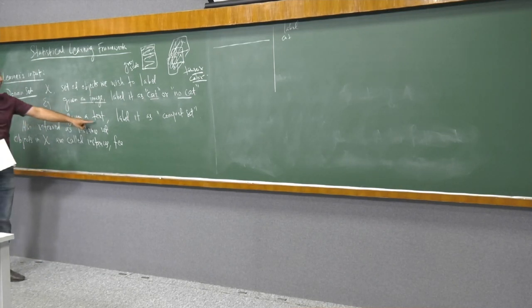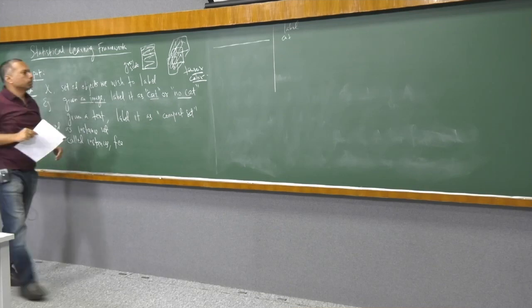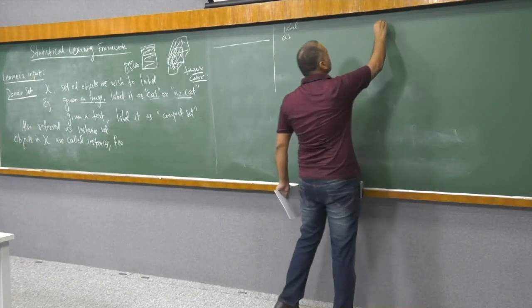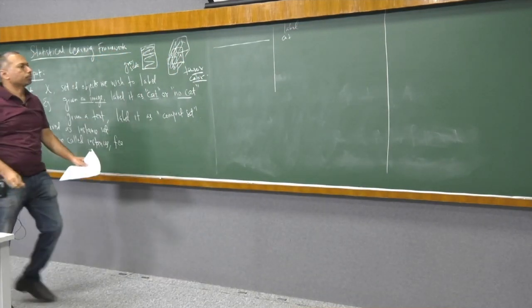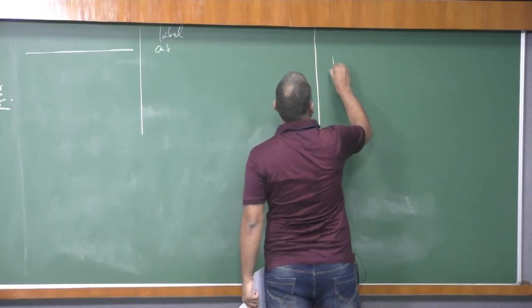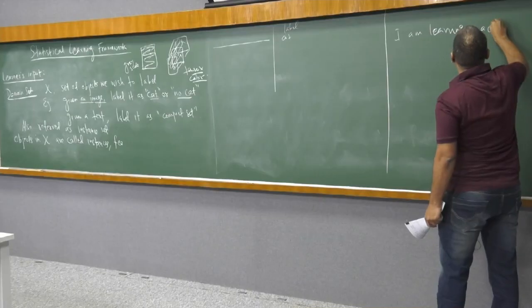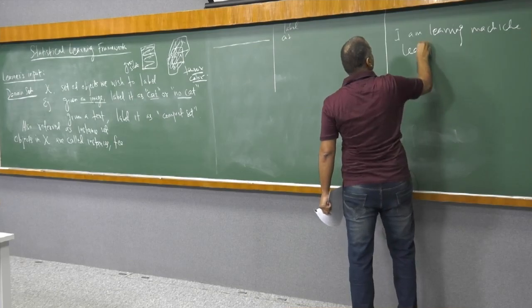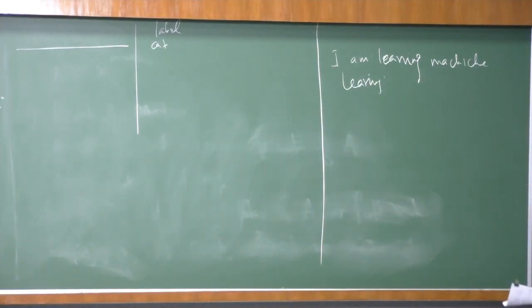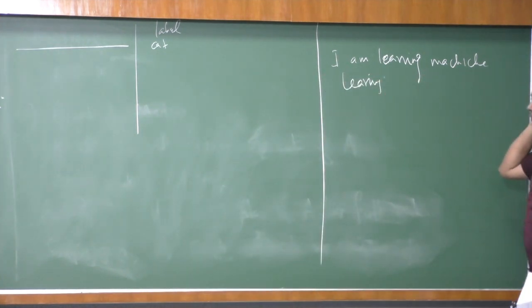If it's text, it also will be encoded as a vector. So if I write some text, let us say I am learning machine learning. Okay, I'm learning machine learning. So this is some text. Then how can I make this into a vector? Well, you can do some encoding. You can do word encoding.